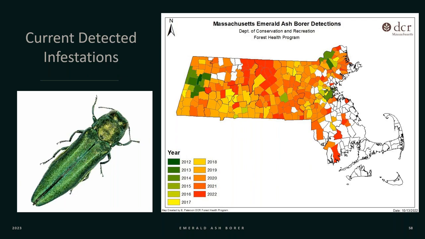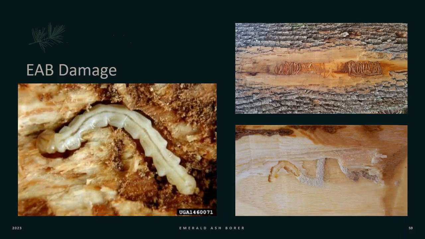Here in Massachusetts, we have found it through most of the state, and I will say the areas where we haven't found it, it doesn't mean it's not there. Most of those areas are either areas that we just haven't surveyed heavily, or areas where ash are not a significant component of our forest. Out on the Cape and islands, there's just not a lot of ash to get infected. It's not that it's not out there, we just haven't found it yet. So we are reaching a point here in Massachusetts where it is present throughout our landscape and causing significant damage.